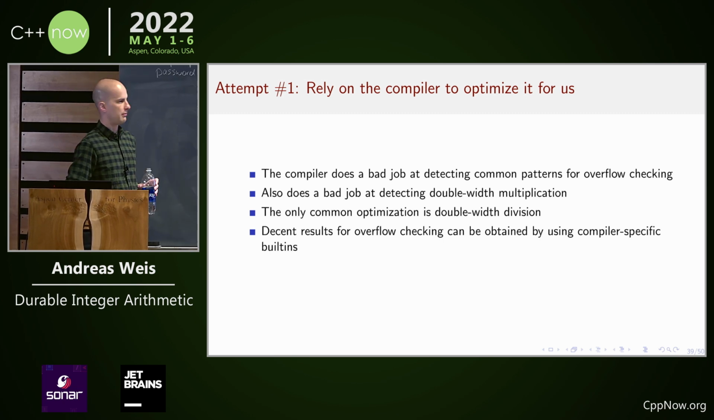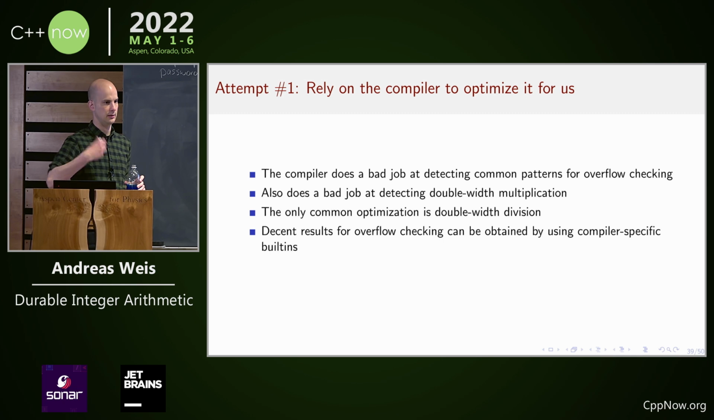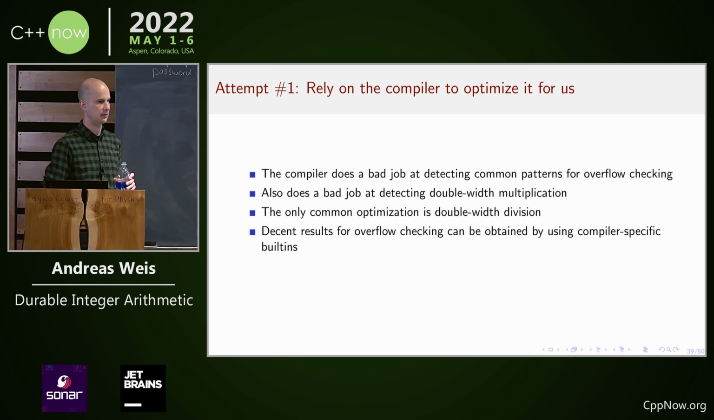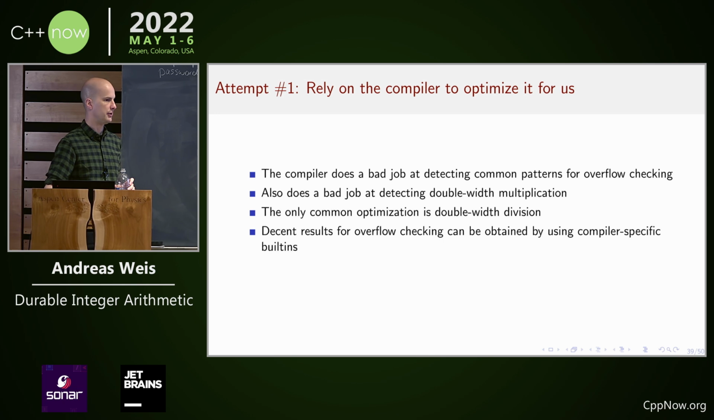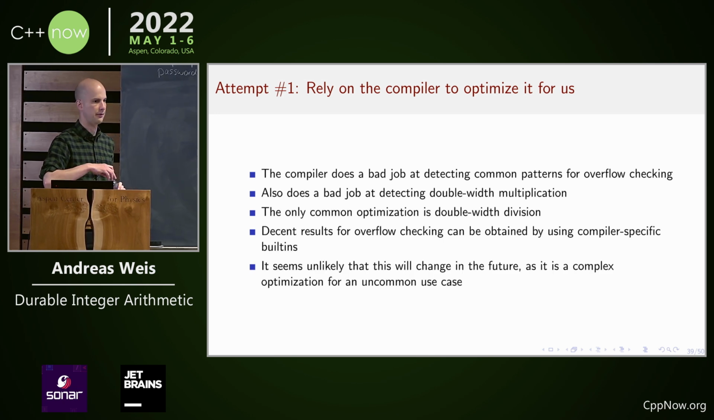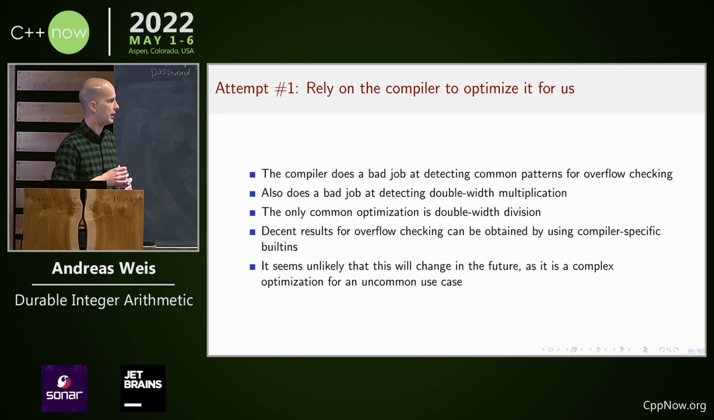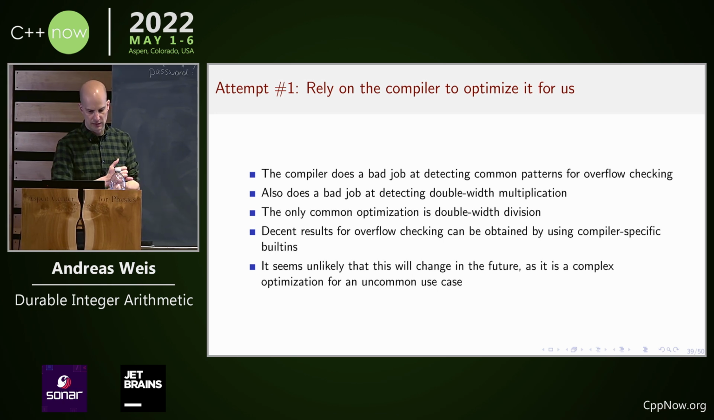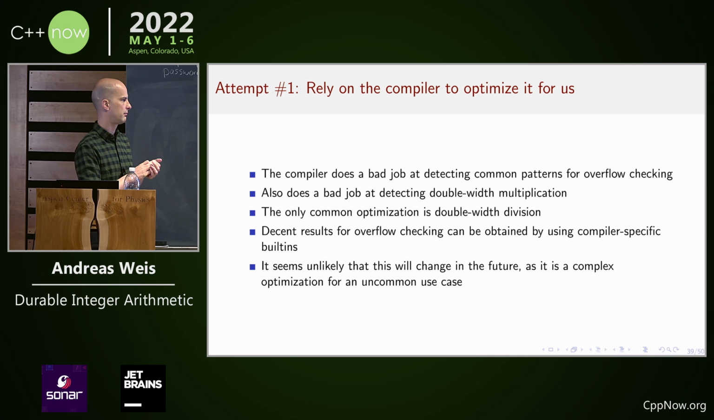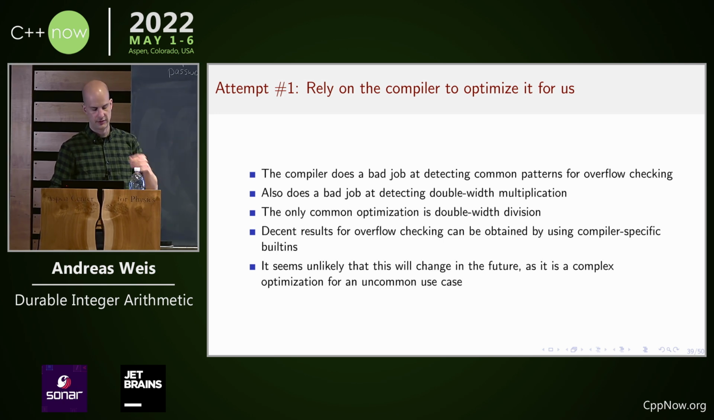Compilers are aware of this problem because they do provide compiler-specific built-ins that allow you to do basically a checked addition, for example. So you can do it, but then your code will be non-portable, and you need different source code paths for different compilers. Please. Machine-specific or compiler-specific? Compiler-specific, yeah. So the question was whether it's machine-specific or compiler-specific, and it's compiler-specific. It seems unlikely that this will get much better because, as I said, expecting the compiler to figure out my complicated overflow check from the slide before is just unreasonable.